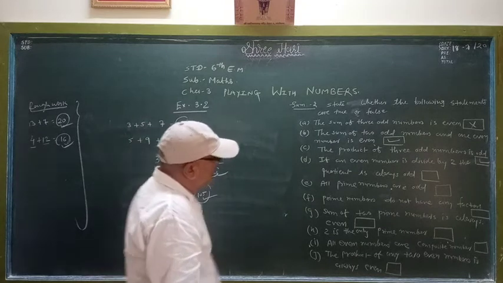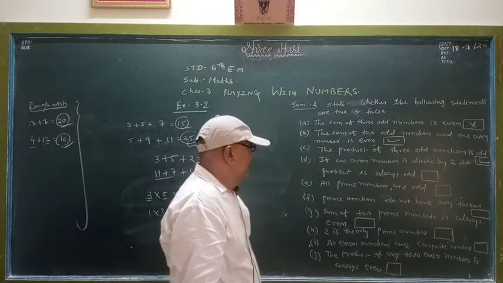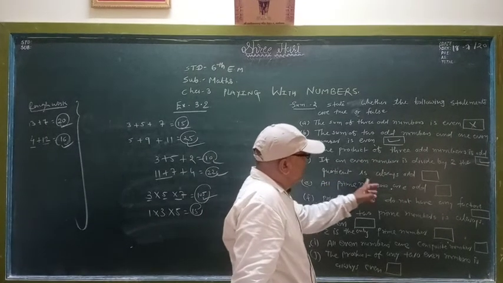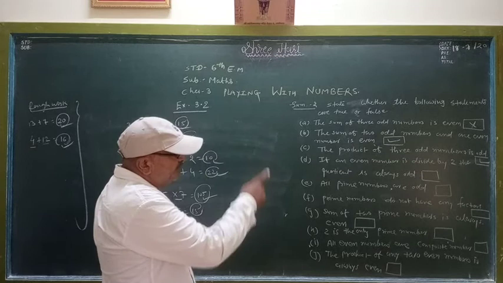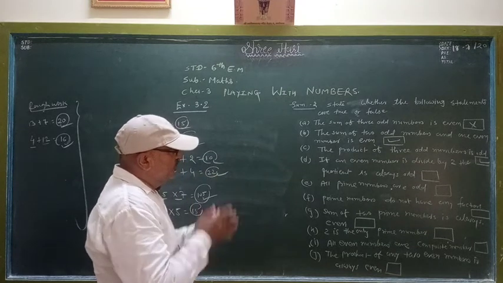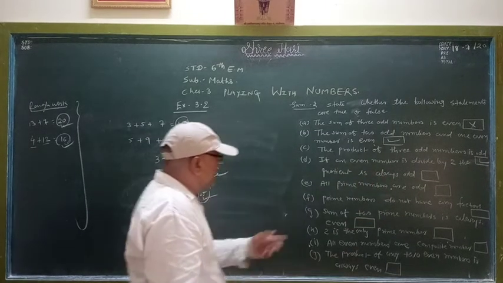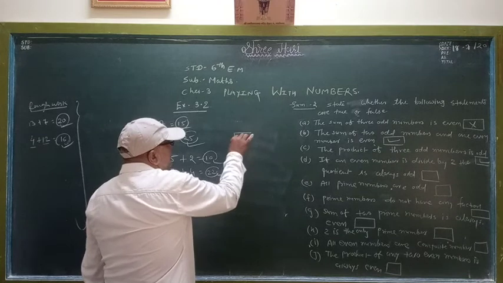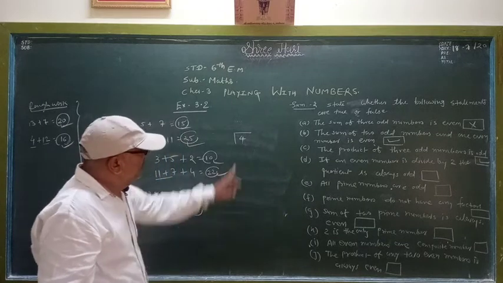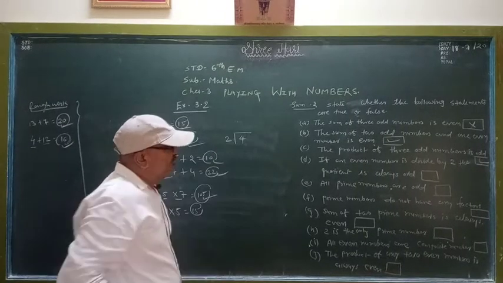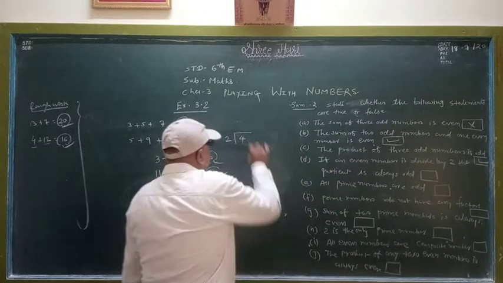Now, if an even number is divided by 2, the quotient is always odd. Let us check it. Suppose 4 is an even number. If I divide 4 by 2, why 2? Because the statement tells us to divide by 2. So 2 times 2 is 4.